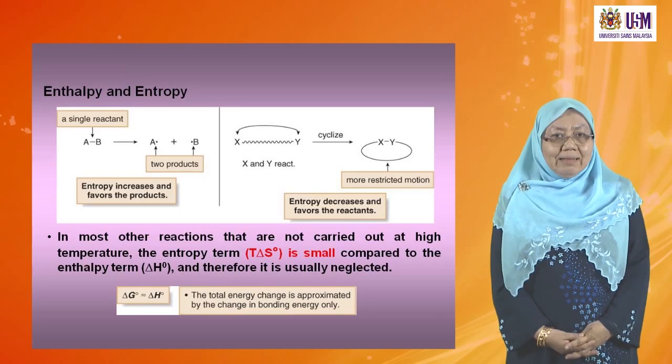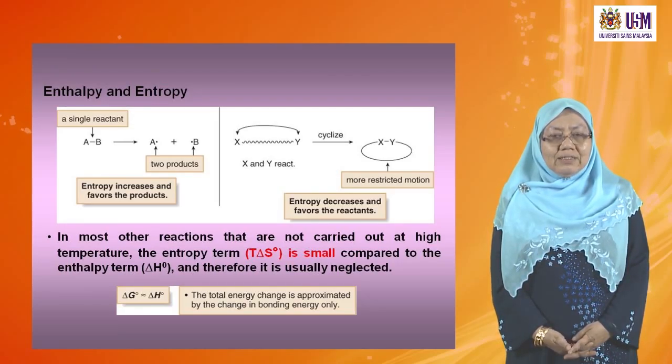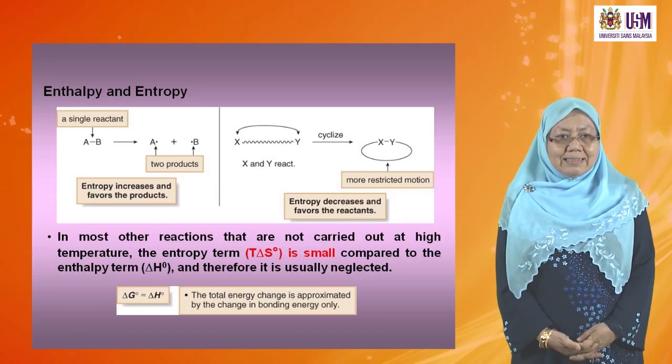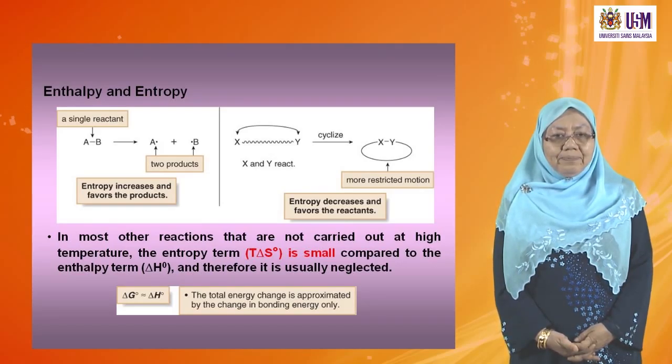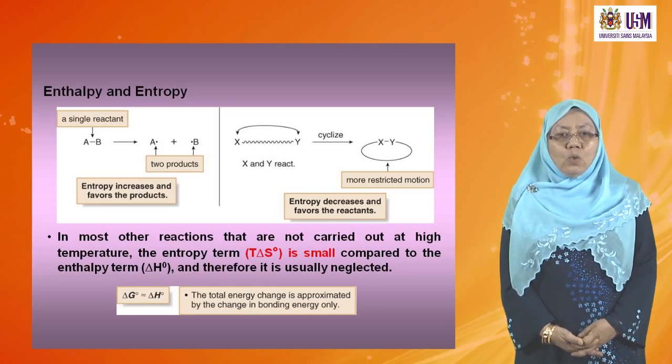In the other example, where we have a long chain between X and Y, when X and Y react, you will form a cyclized molecule. That is restricted movement, and because of this restriction in movement, the entropy decreases, and it will favor the reactants. In most reactions that are not carried out at high temperature, the entropy term T times delta S naught is small compared to the enthalpy term delta H naught, and therefore it is usually neglected. So delta G is roughly equivalent to delta H naught, which means the total energy change is approximated by the change in the bonding energy only.